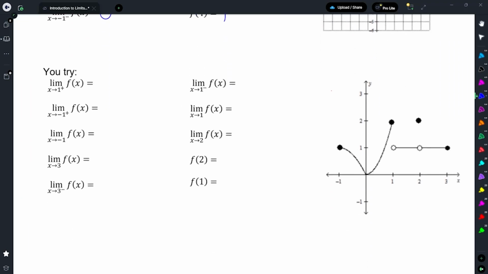All right, so I want you to try this problem here. Some of them have limits, some of them are evaluating the function. So pause the video, try it, and once you're done, unpause it, and let's see what you get.